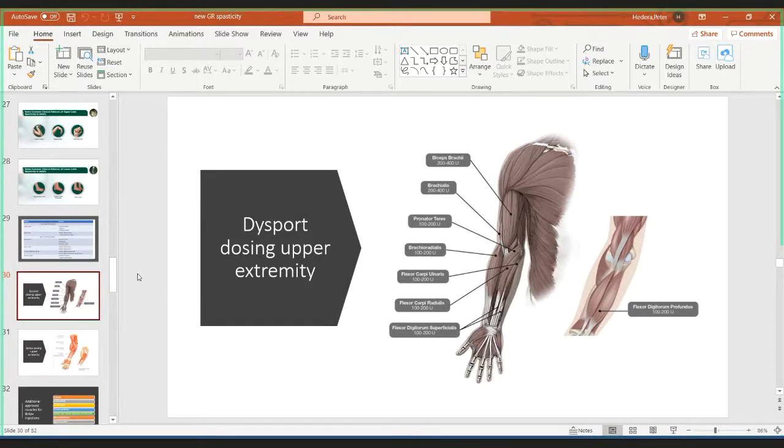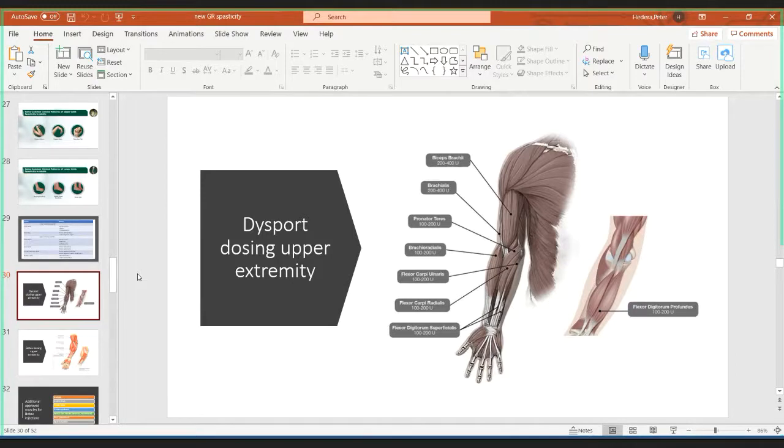Botox and Xeomin are 1-to-1. So once you know Botox dosing, you don't really have to worry about Xeomin because it's really a 1-to-1 ratio. So again, these are FDA-approved muscles, and it gives you the range. So you see for each muscle there is a range.